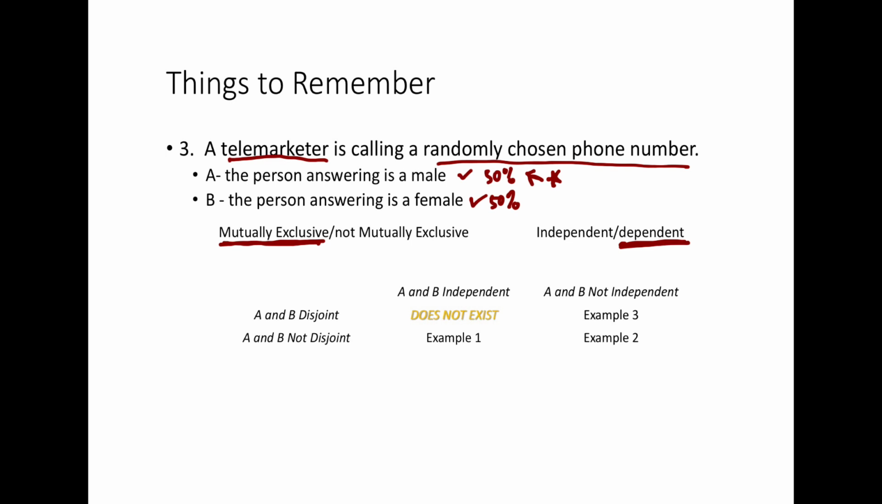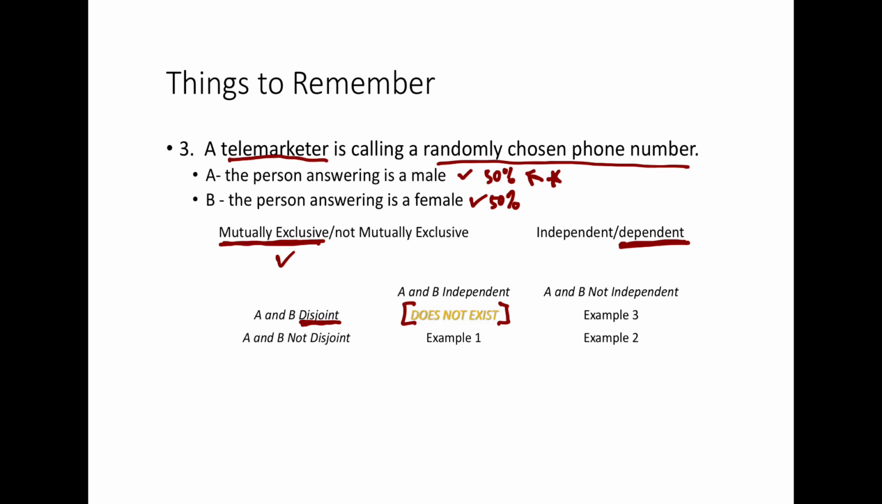In fact, when we have two events that are mutually exclusive, it's also impossible for them to be independent. And here, disjoint is the same thing as mutually exclusive. So if they're mutually exclusive, then they cannot at the same time be independent. It's impossible. They have to be dependent.